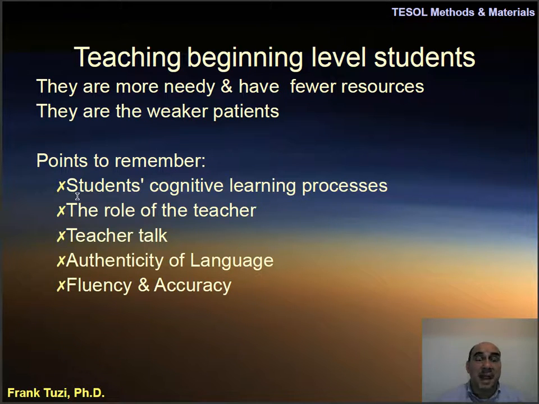Remember that if they're older, they have the ability to reason and analyze. You can use that to your advantage. You can start trying to show students how to be independent learners right from the get-go because they have that analytic ability. If they're younger, obviously they're not going to have that.